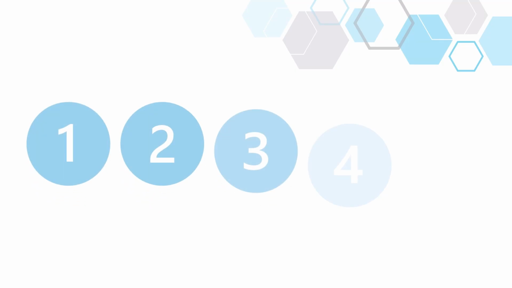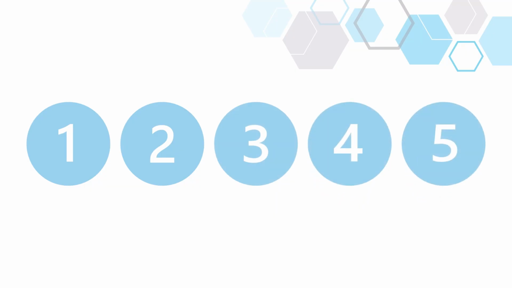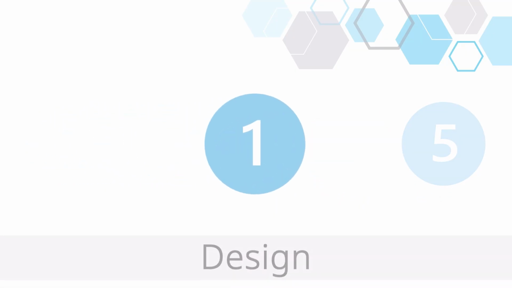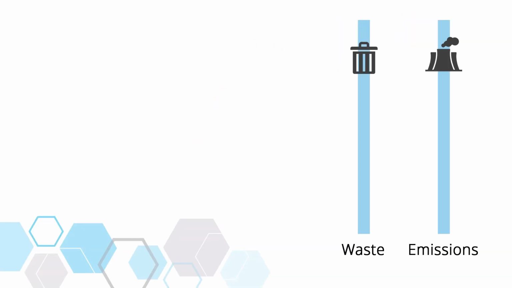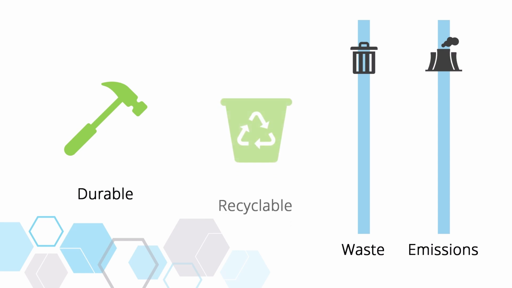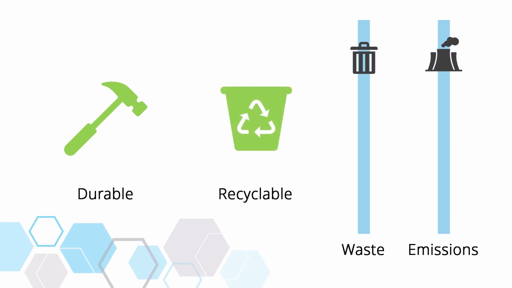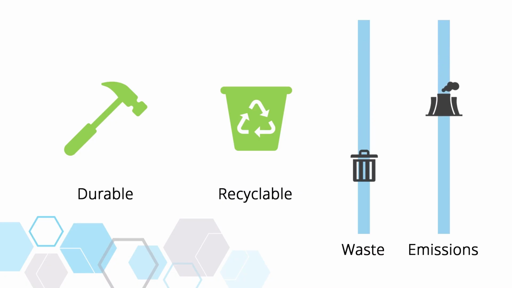Now, let's talk about things you can think about and include in your own procurement work. When you're planning and writing a procurement, you should consider these 5 factors. Number 1, design. Here, you might find that some goods are more durable and can be repaired. Some are recyclable or made with recycled materials, and some help reduce waste and emissions.